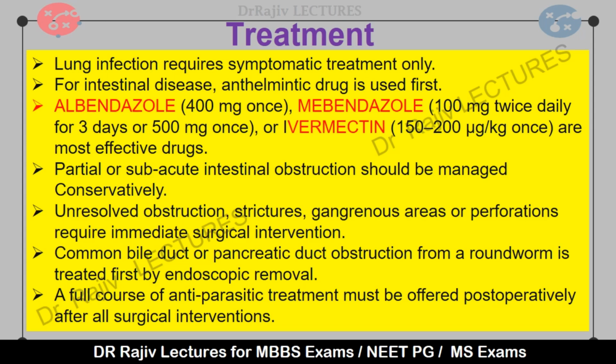Sometimes at operation, the actual diagnosis may turn out to be an acute appendicitis, a typhoid perforation, or a tuberculous stricture, and the presence of roundworms is an incidental finding. In these cases, surgery is done as per the primary pathology. Common bile duct or pancreatic duct obstruction from a roundworm is treated first by endoscopic removal. If this fails, laparoscopic or open exploration of the common bile duct is carried out, followed by cholecystectomy. A full course of antiparasitic treatment must be offered post-operatively after all surgical interventions.